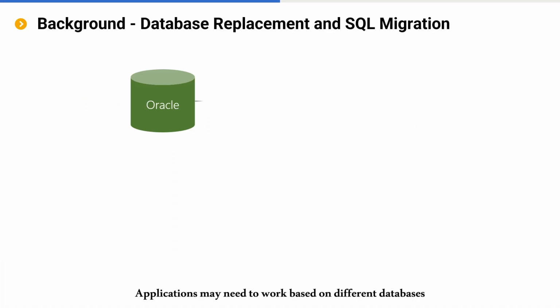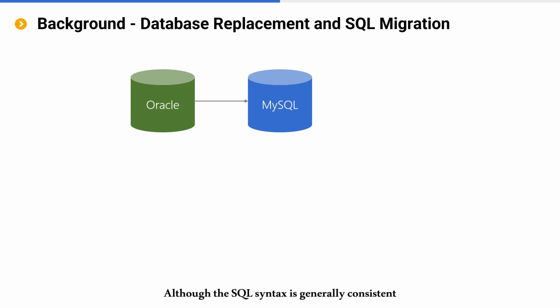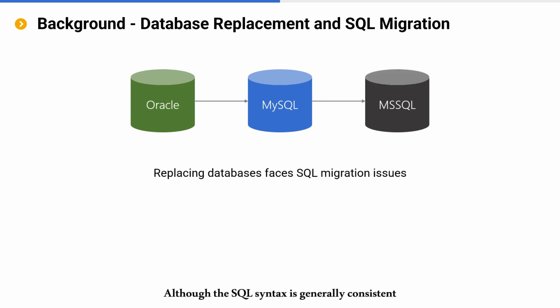Applications may need to work based on different databases. Although the SQL syntax is generally consistent, differences still exist, necessitating modifications to these SQL statements. Such modifications often require manual adjustments, resulting in a significant workload and increased potential for errors. Fully automating SQL transformation is nearly impossible, due to the varying functionalities of different databases.